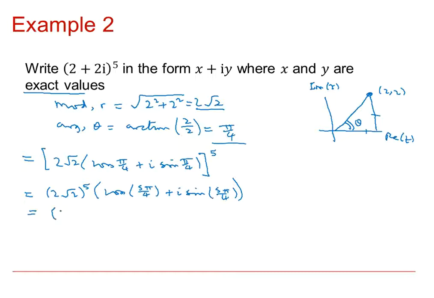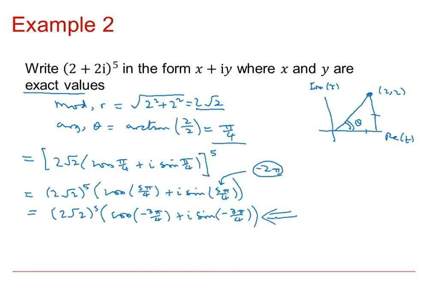Again, we could work these out on a calculator, but if you were going to leave them in this form, we've got to be careful with the modulus argument form, because 5 pi by 4 is outside the principal range. So to get this back into the principal range, we could simply take 2 pi off these arguments. So if you wanted to leave it in mod argument form, you would need to take off 2 pi from these angles, so that would be minus 3 pi by 4 plus i sine minus 3 pi by 4. So that's only relevant if you're going to leave the answer in that form. You could of course work these out on a calculator.